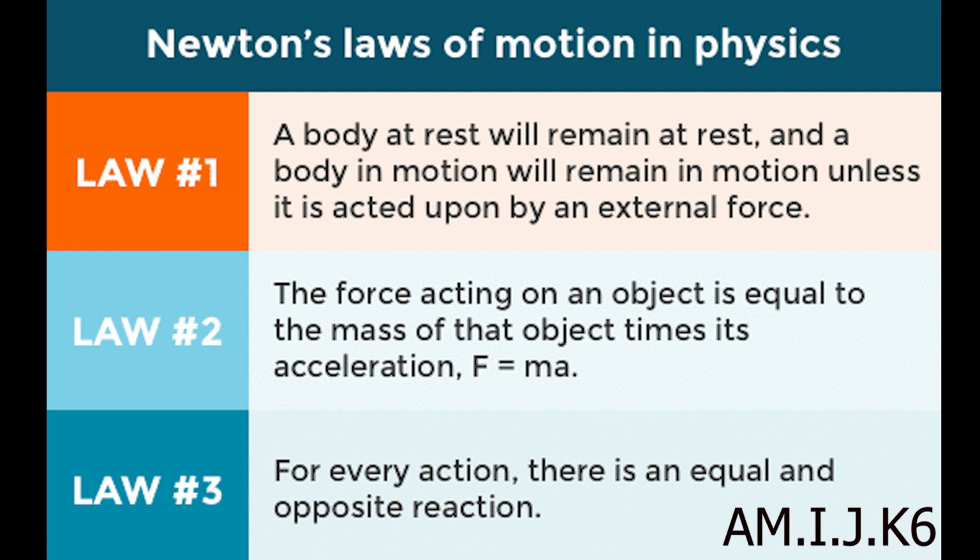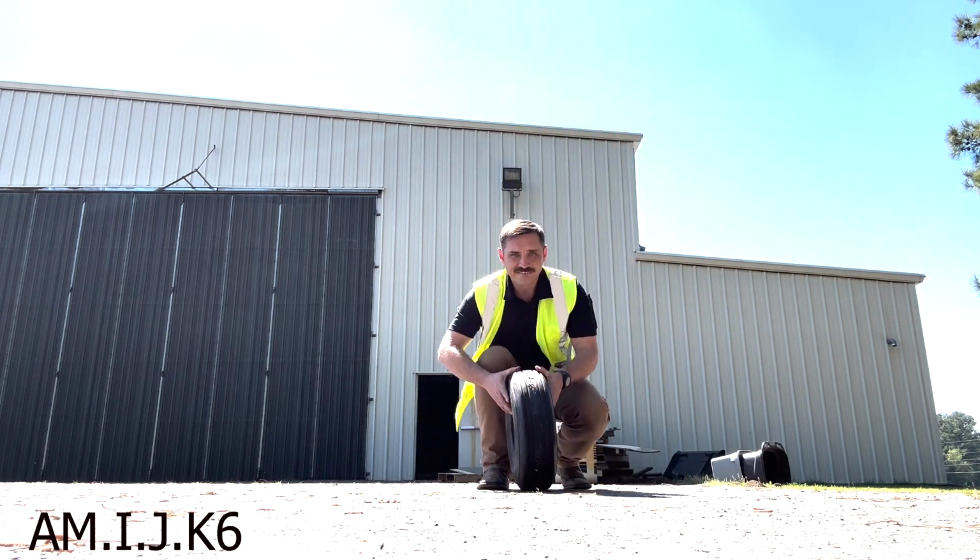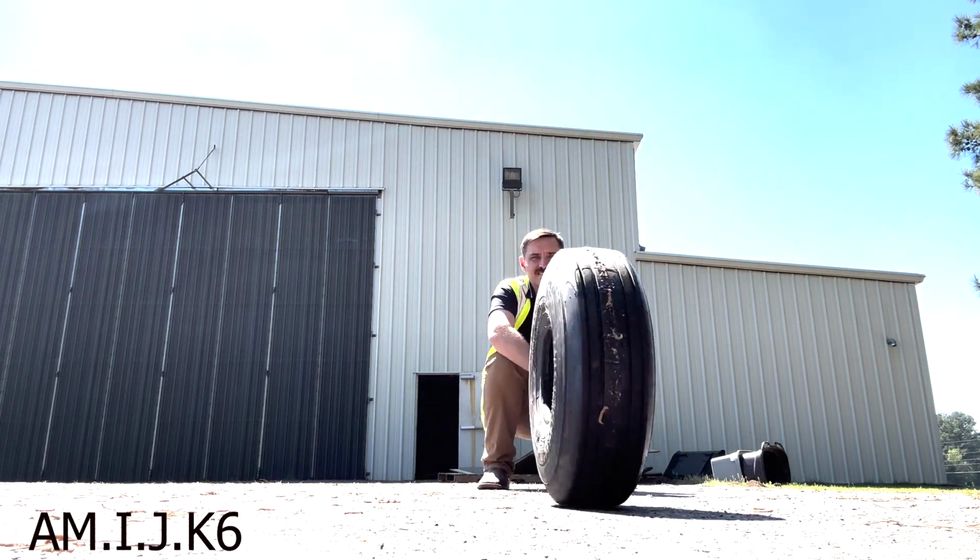Newton's laws of motion are foundational principles in physics that explain how objects move. The first law, also known as the law of inertia, states that objects at rest tend to stay at rest, and objects in motion tend to stay in motion unless acted upon by an external force. Translation, that means that if the motion on something starts, it won't stop until something stops it. An airplane rolling won't stop until it hits a chock or a tie down or a brake. It'll just keep on going, all right?